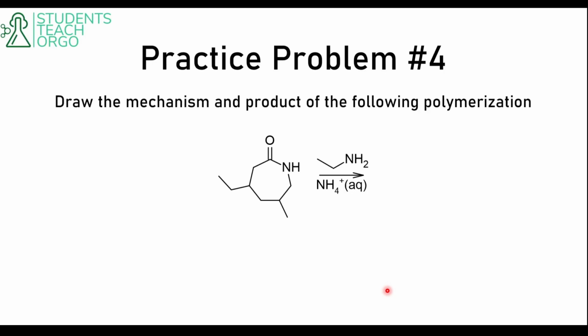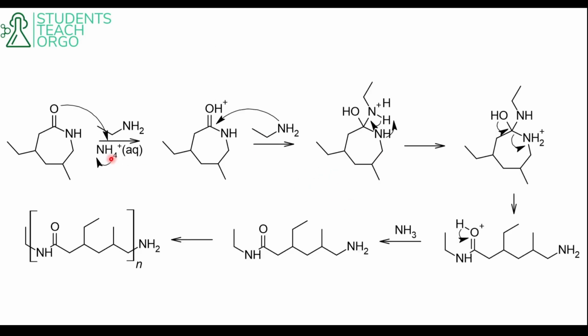Okay, so looking at this, this is a caprolactam synthesis. We do have our caprolactam molecule here, and we have a free amine and our catalyst. So going into the mechanism really quick, the first step is, of course, the protonation. So we'll protonate using the catalyst. After protonation, we can attack with this free amine here, and that will form this intermediate.